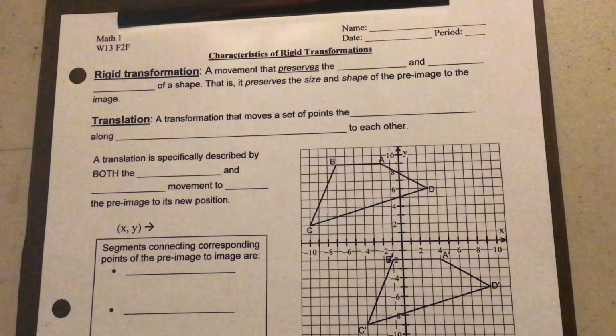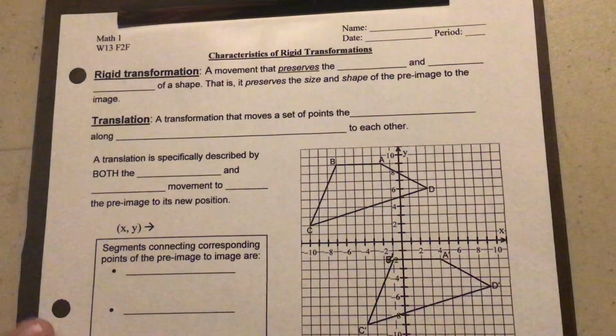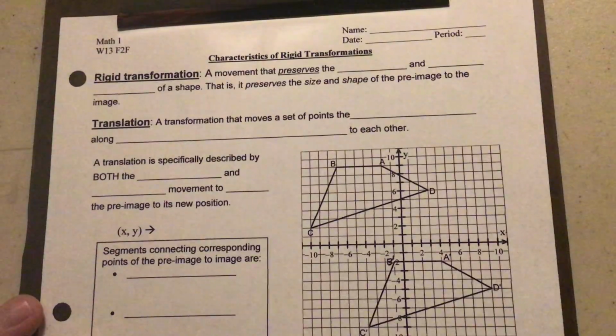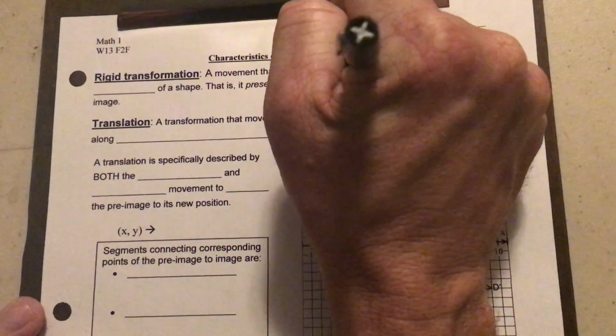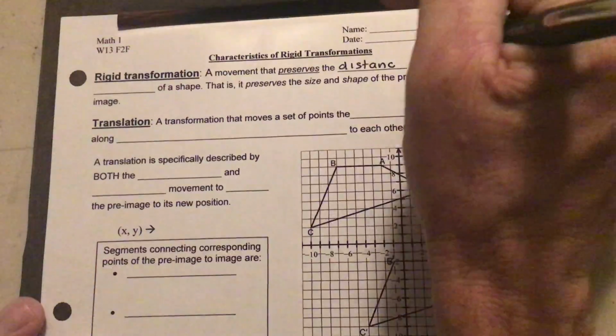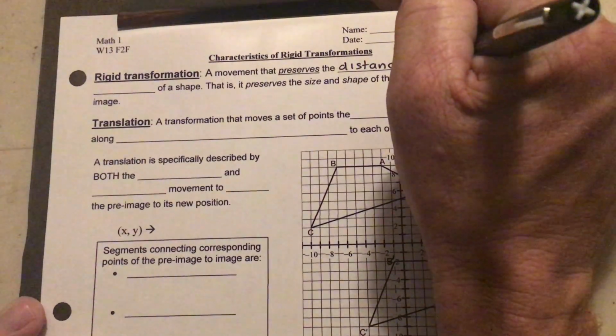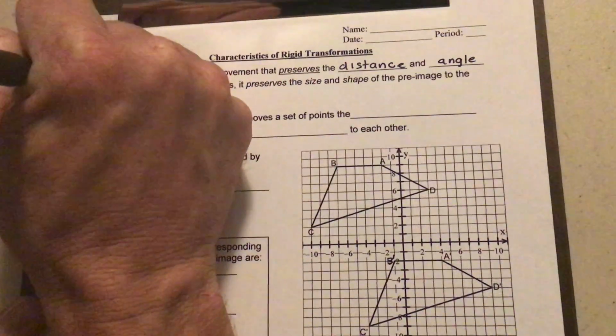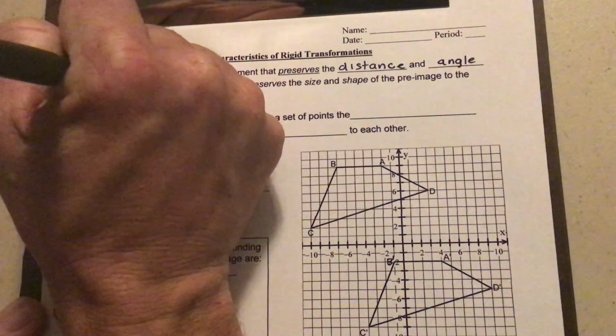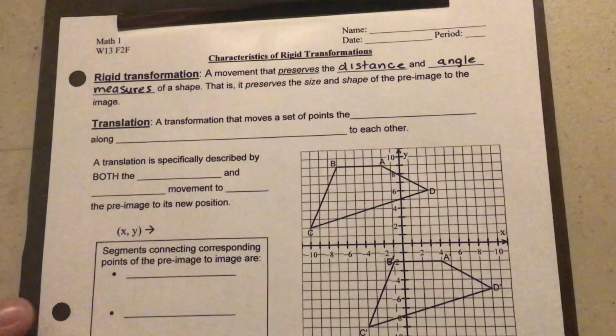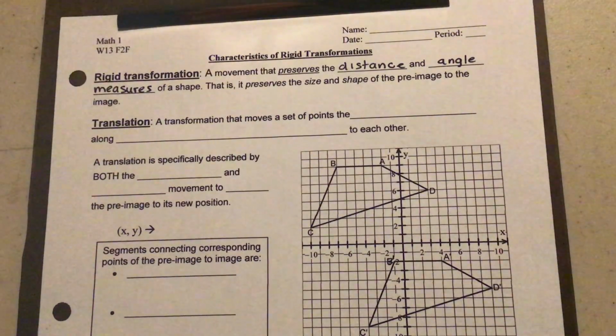This video is going to be the first in our characteristics of the rigid transformations, and we're going to look at translations in this video. But before we do that, let's define what a rigid transformation is. A rigid transformation is a movement that preserves both the distance and the angle measures of a shape.